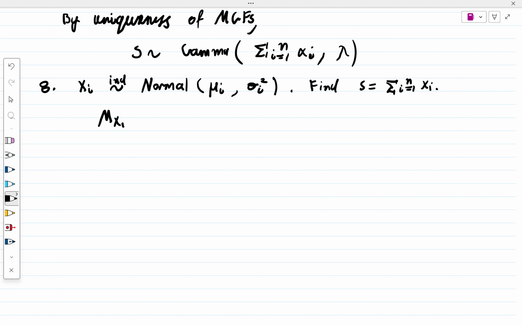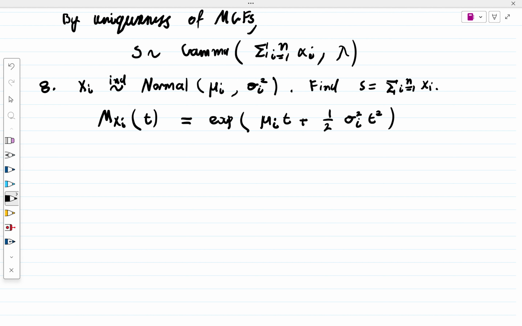Firstly, the moment generating function of xi is, in this particular example, the exp of mu t plus a half sigma squared t squared. This is the general expression for the moment generating function of a normal random variable with parameters mu and sigma squared. But in this case, remember, we're not dealing with just mu, we're dealing with mu i. It's different for each variable. So we write mu i, sigma squared i.